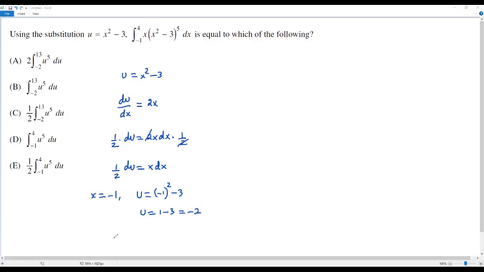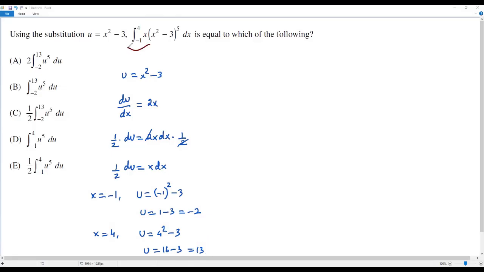The same thing we have to do for the upper limit 4. That is, when x equals 4, what is the limit for u? The same thing, we have to plug in this 4 for x over here. Then we get 4 squared minus 3. We get u equals 16 minus 3 equals 13. When x equals 4, u equals 13.